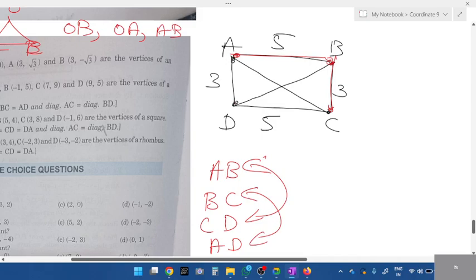And along with that, you have to check even the diagonal. Both the diagonals should be equal. What are the diagonals here? Respond. What are the diagonals, students? BD and.